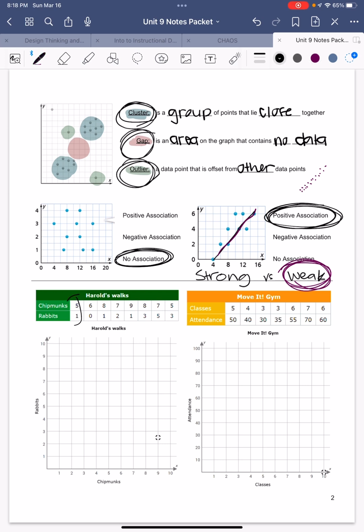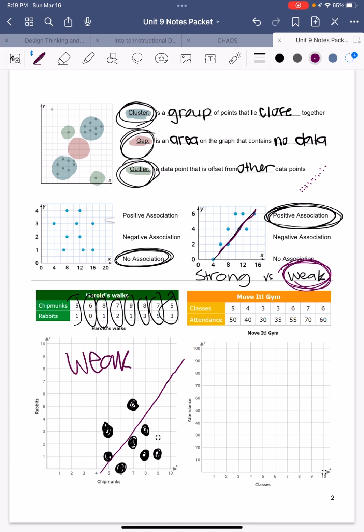So we've got 5, 1. So we're going over 5, up 1. 6, 0, 8, 1, 7, 2, 9, 1, 8, 3, 7, 5, and 5, 3. So with this one, I would argue it is probably a positive association. It is going up, but it's quite weak.